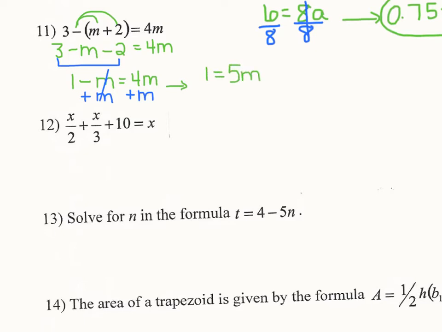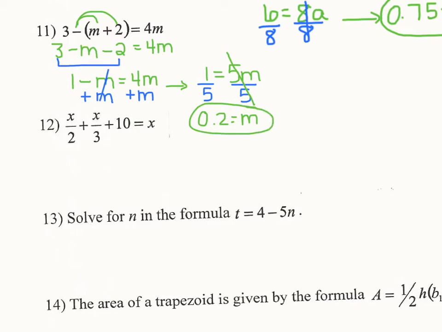Oh, I'm giving you lots of fun fraction ones today. Divide by 5. Again, I'm dividing by 5 because that's the number that's with the m. And I end up with 0.2 equal to m. Final answer.